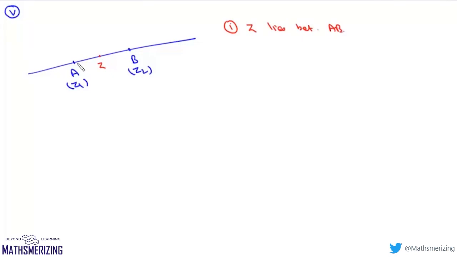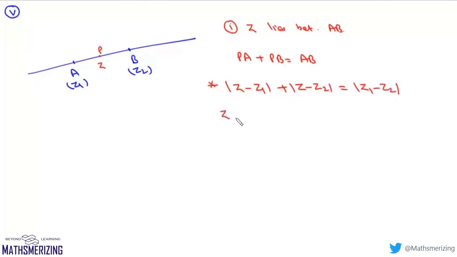Now in this case, PA plus PB must be equal to AB. So if we are given the condition that mod of z minus z1 plus mod of z minus z2 is equal to mod of z1 minus z2, then this z will lie on line segment AB. So it won't represent the complete line, it will just represent this line segment AB.